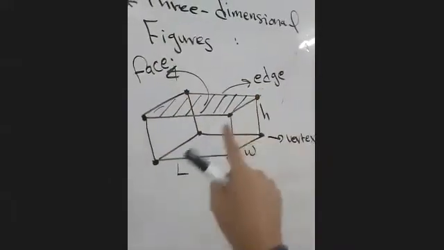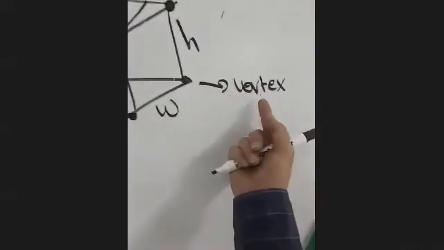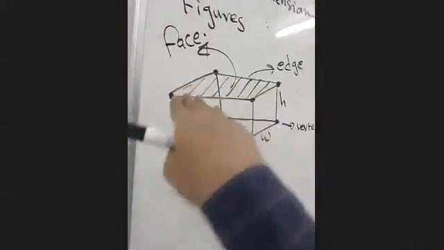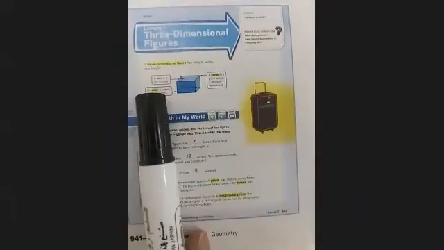The line, we call it edge. The point, we call it vertex. And the rectangle, we call it face. So here we have face, edge, and vertex, the parts of the solid figure, three-dimensional for sure.